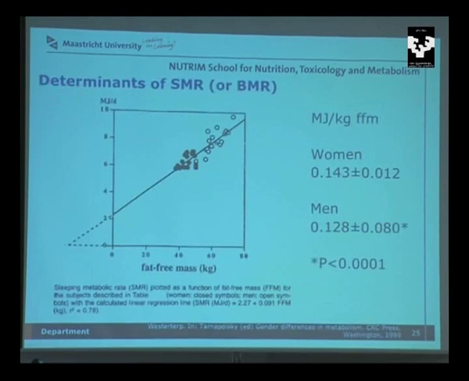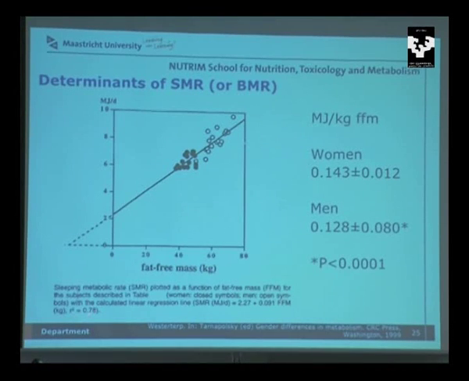There is of course a difference between men and women, and the difference is in the body composition, because women have a higher fat percentage than men, and that means that men have higher fat-free mass, and the fat-free mass actually is the most important determinant of your energy expenditure during the day. The higher your fat-free mass, the higher your energy expenditure. And you see the correlation here between fat-free mass and again sleeping metabolic rate.